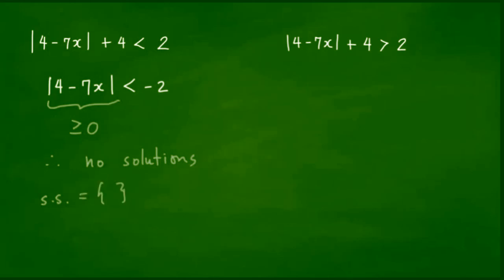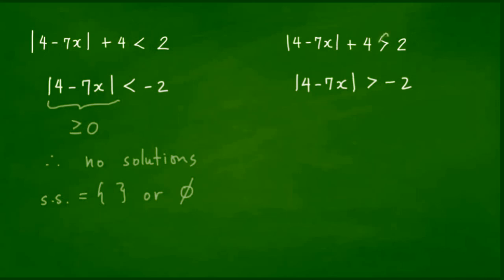using this symbol for a set containing no solution, or we also use this grouping symbol to denote an empty set. For the second inequality, we have the same thing again. We move to the right hand side of the inequality, and we will get absolute value of 4 minus 7x greater than negative 2. So the difference here is only the inequality.